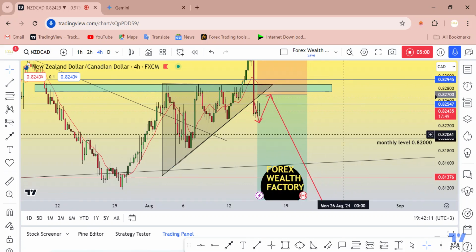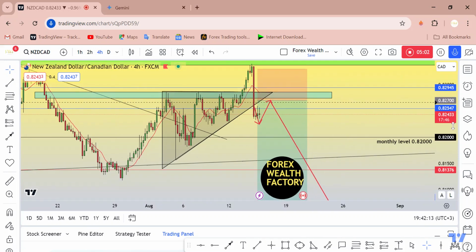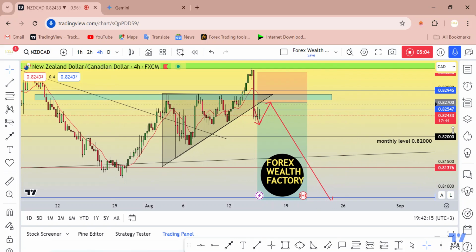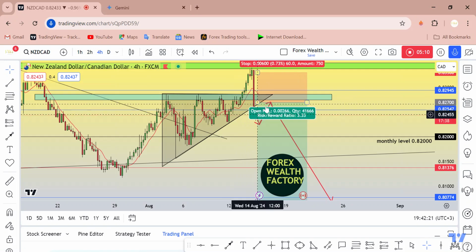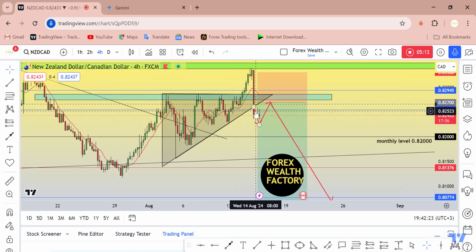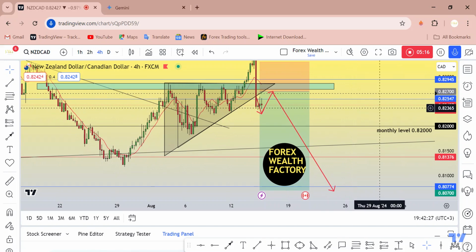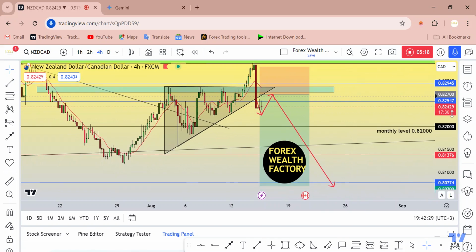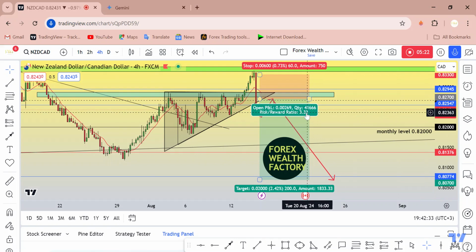My entry on this trade will be 0.82700. This will be a perfect area to enter a sell trade, as the price will retest the area of resistance, will retest the trend line that it broke, and then it will continue to the downside. I will put my stop loss around 60 pips, and my target will be 200 pips.